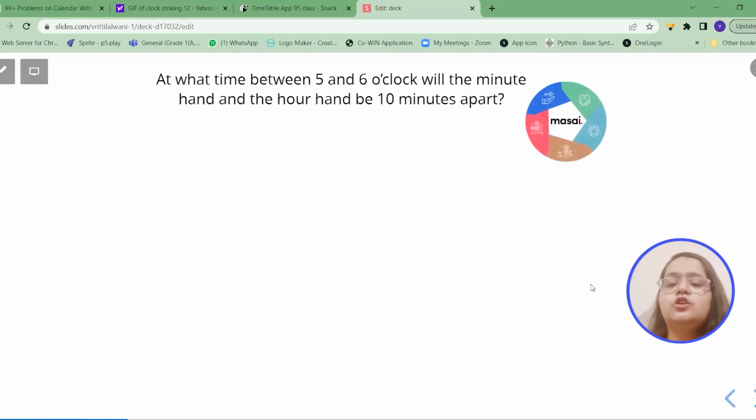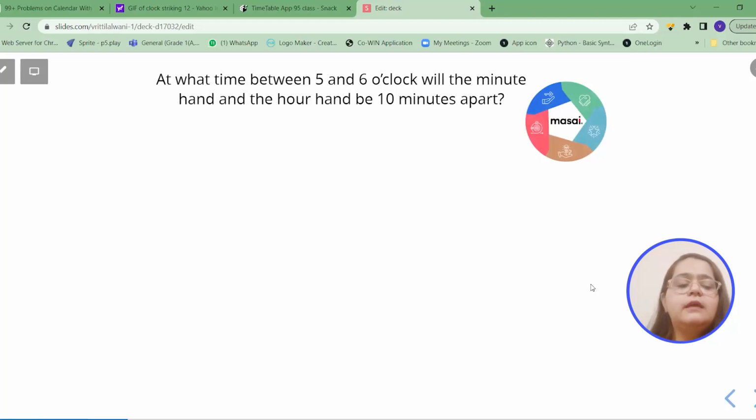Okay, so this next question is for you. You can practice it. At what time between 5 and 6 o'clock will the minute and the hour hand be 10 minutes apart? So here again there is no clear angle, but 10 minutes apart means 10 divisions only. So hope you can get the answer. It's very simple. Time 1 and time 2, get the answer.